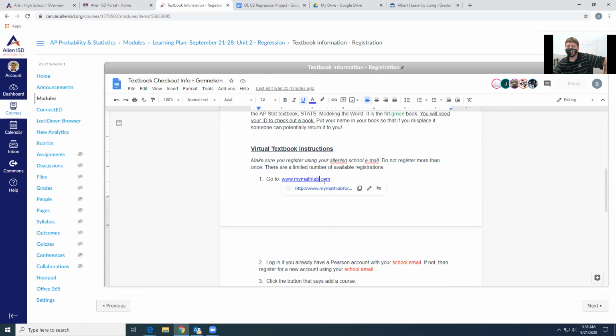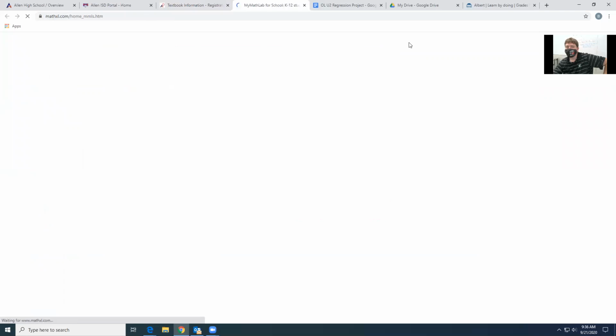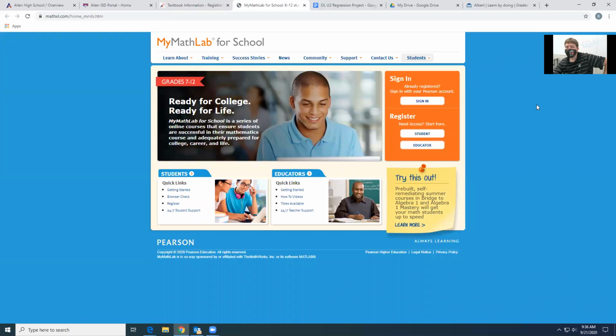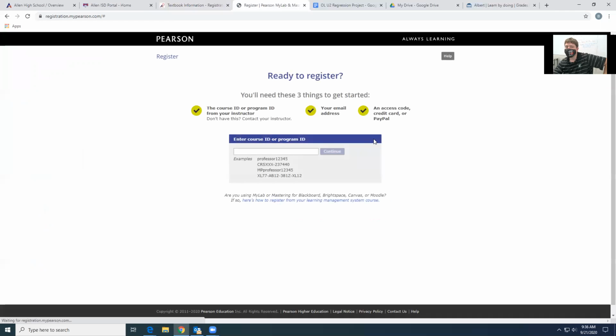So when you click on MyMathLab, this is what the website looks like. If you have an account, you sign in. If you don't have an account, you click student and you go through and you create your account. Do you have an account at MyMathLab? So you're going to click right here, need access, student, and then you're going to sign in with all your information. All right, you can enter the course ID.